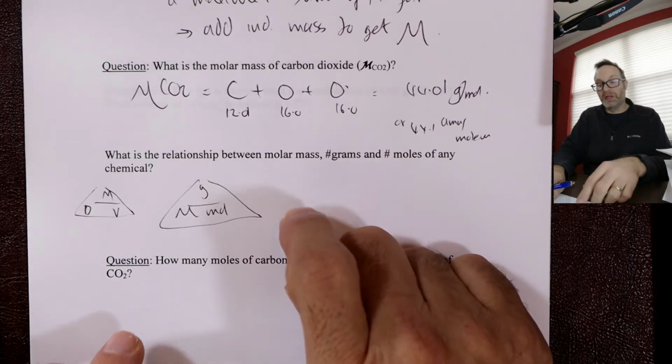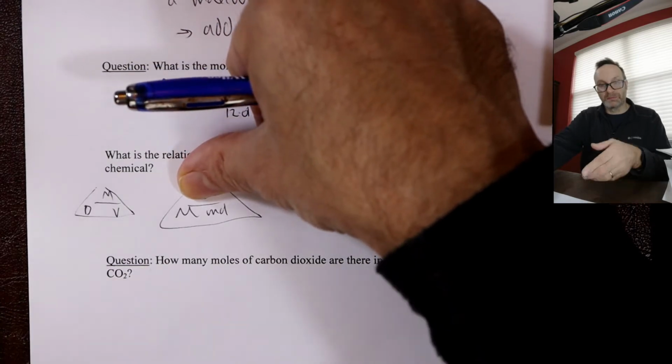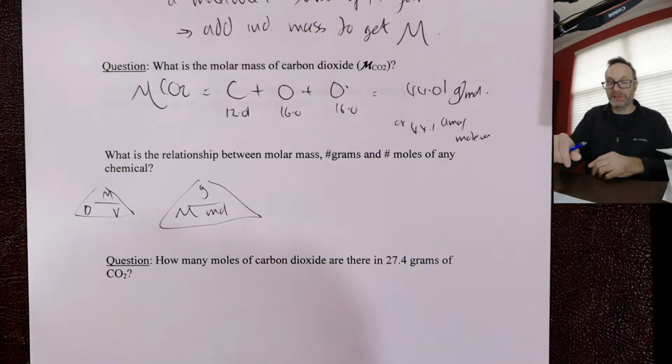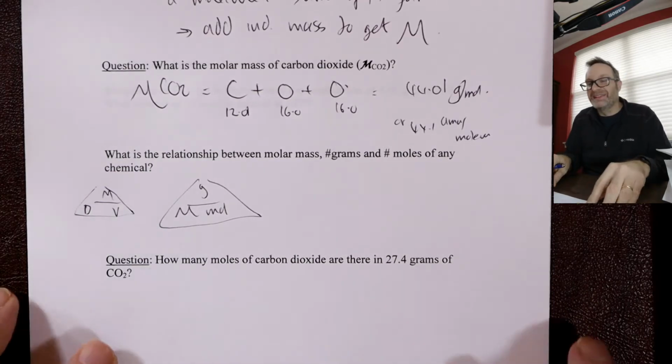Then when I climbed up, I wanted moles, right? Sorry, I wanted grams, molecular weight times moles. So multiply to go up, divide to go down, okay? So very, very simple. Okay, now then this one, last question then.